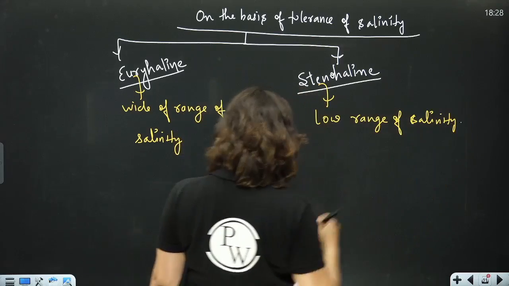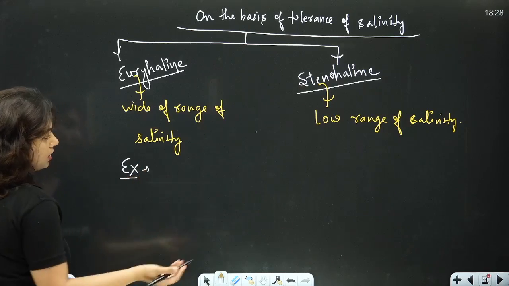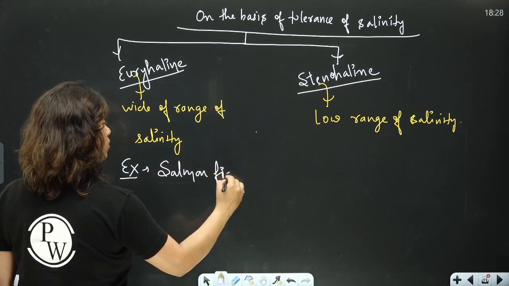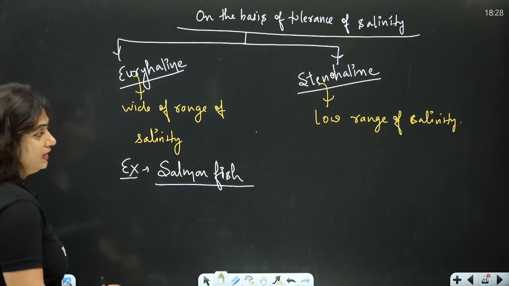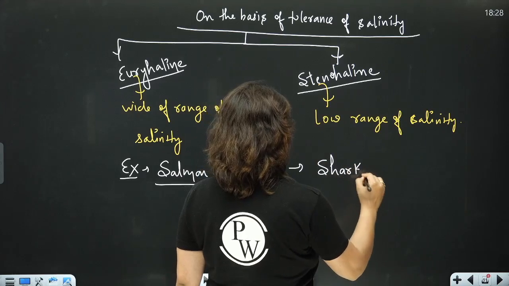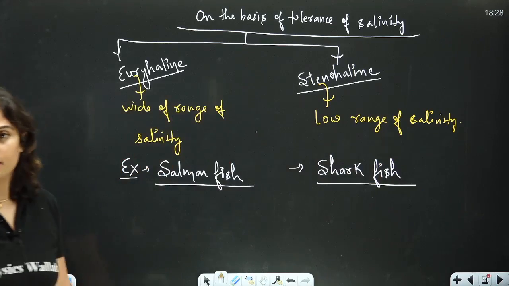right? And an example of a euryhaline organism can be salmon fish. Salmon fish can tolerate a wide range of salinity. And an example of stenohaline is shark fish, which can tolerate a low range of salinity. Okay.